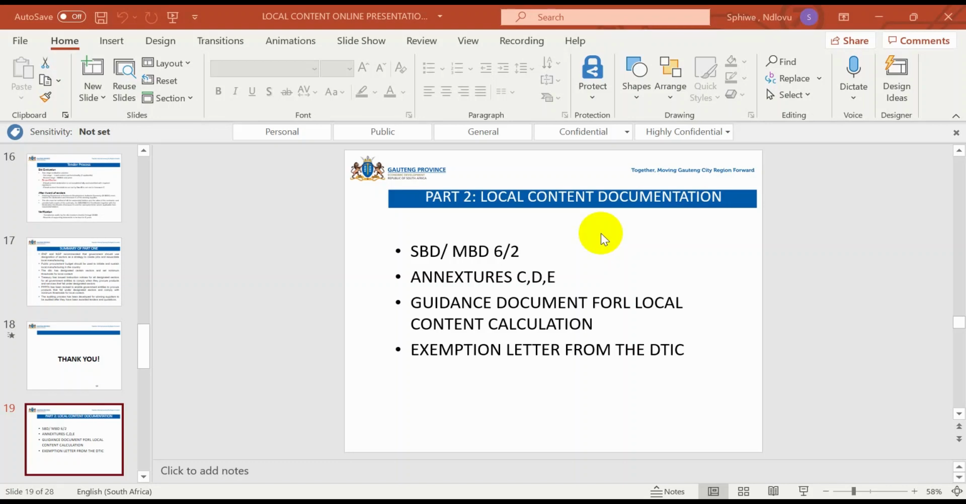And an exemption letter, you will not receive the exemption letter from the procuring entity. However, this is the letter that you will request as a supplier. You will request it from the DTIC in case you want to be exempted from a product that is locally manufactured, that is designated to be procured or sourced from the country, but because of whatever reason you find yourself having to import that. So we will go through that document so that you can see what is happening with regard to that.